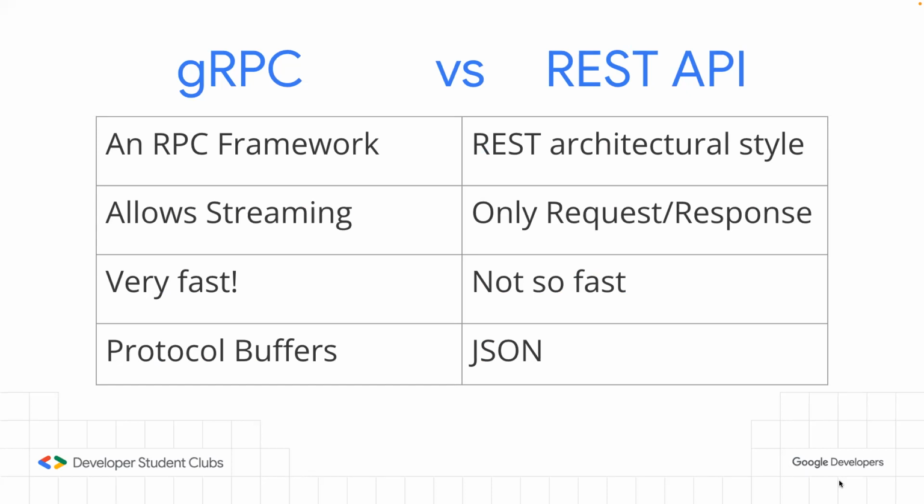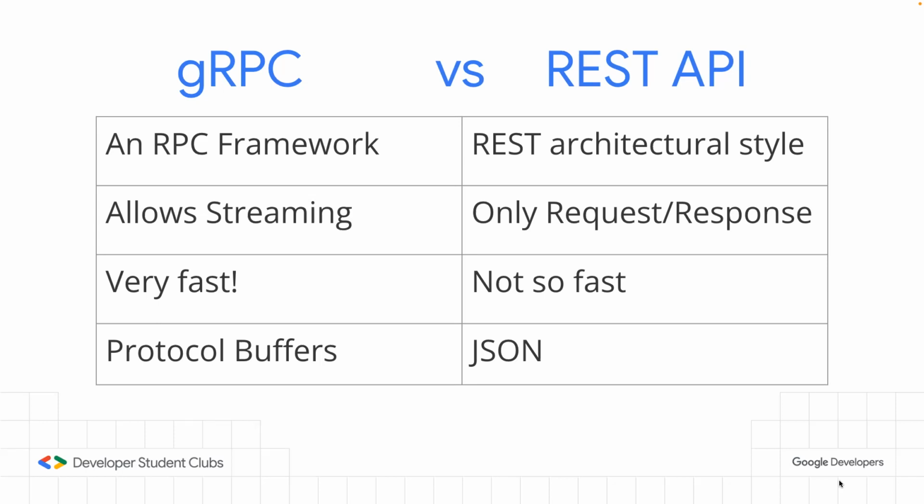It's an RPC framework. So the comparison would really be better if I say something like Express. Express is a REST API framework. So gRPC is basically a framework. One of the cool things about it is that it allows streaming. Meanwhile, a REST API is very constrained to only requests and responses.